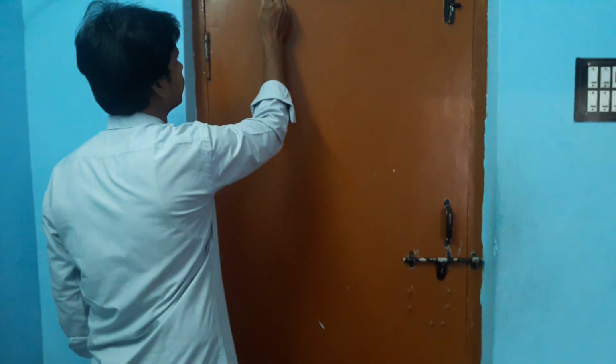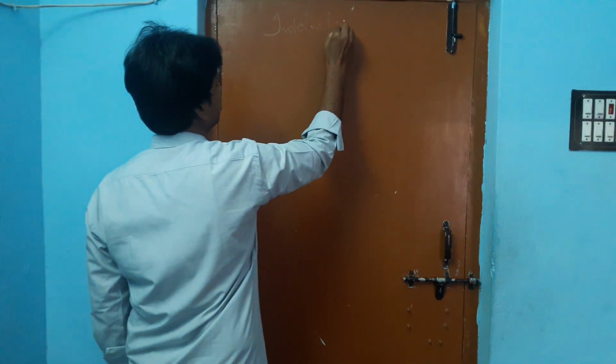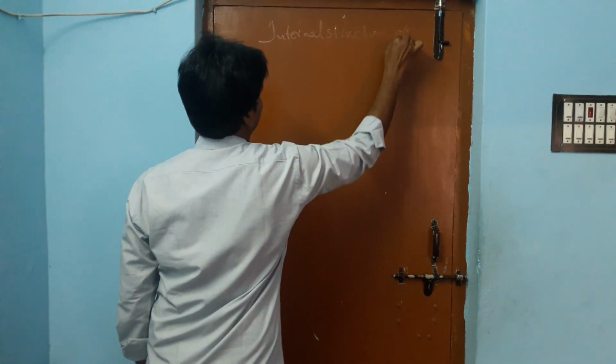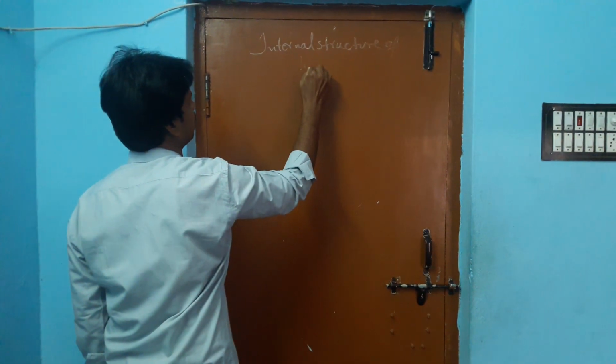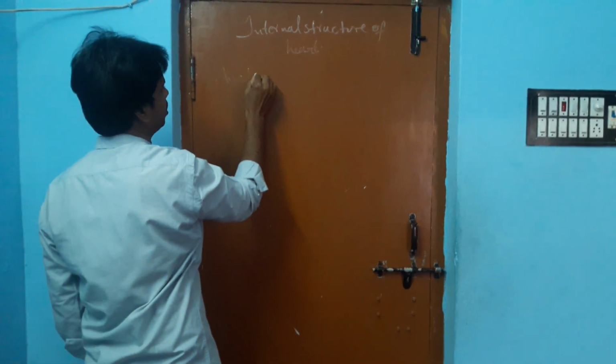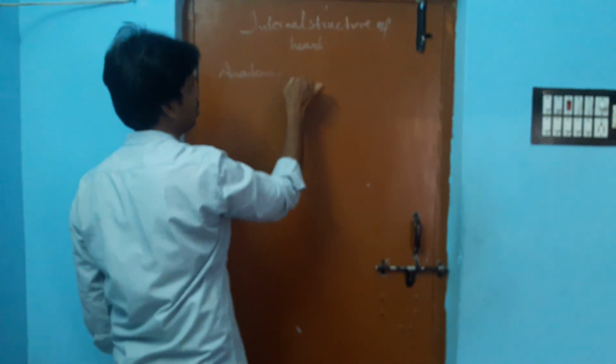Good morning everyone. Let us discuss the internal structure of the heart. Study of internal structures of the heart is called anatomy. Already you might have known. Anatomy means study of internal structure. Study of external structure is called morphology.